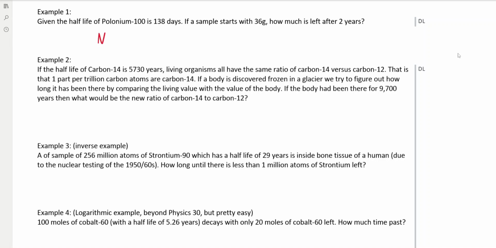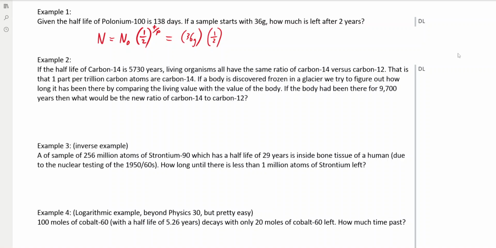Okay, so this is the formula, right? But I'm going to use T over P. We're wondering how much is left, so that's this N over here. That's what we're looking for, so we don't actually have to rearrange anything, which is kind of nice. We're going to start with 36 grams, we're going to have 1/2 here, and then it's going to be to the exponent of T over P.